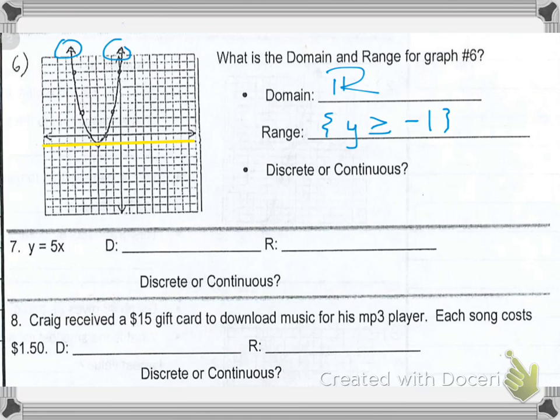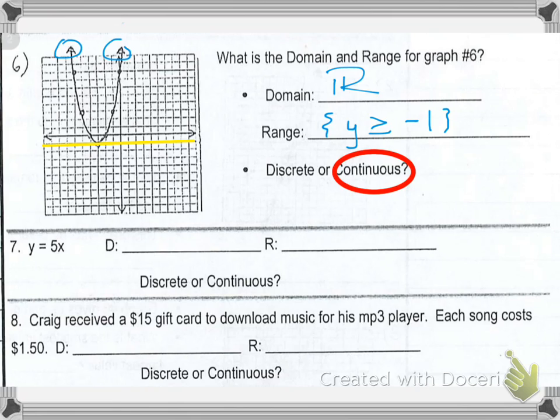So, is the graph continuous or discrete? Well, it is continuous because we can have halves. Okay, it's not broken down into separate pieces. Okay? All right. Let's look at the next one.